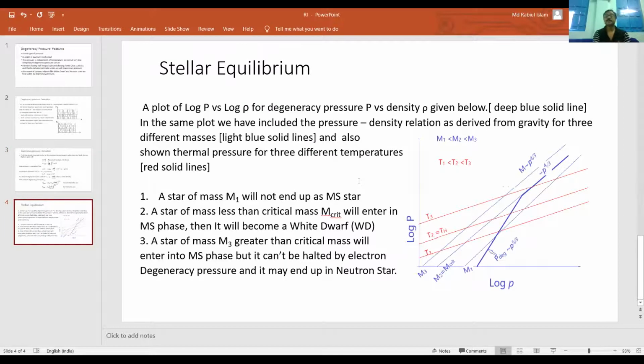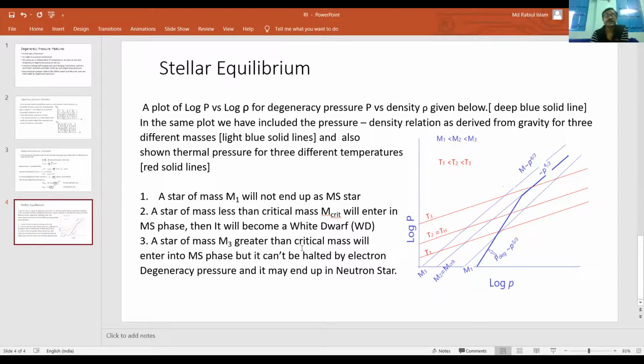Now, in this picture, in this graph, a plot of log P versus log rho is done. We see that by the deep blue lines. In the same graph, we have plotted log P versus log rho considering gravity, and considering the thermodynamic case, log rho versus log P has been plotted for three different temperatures.